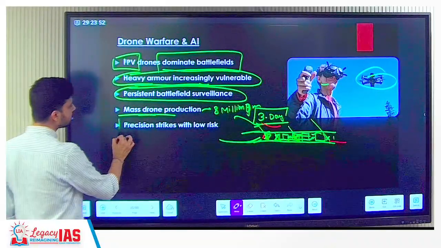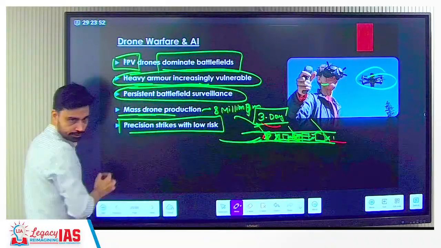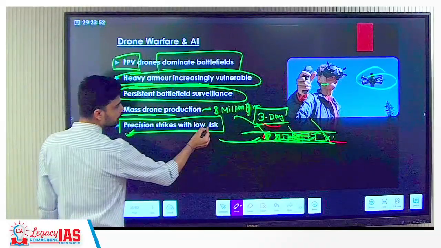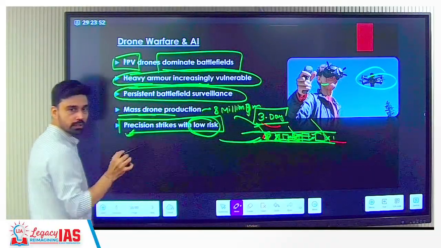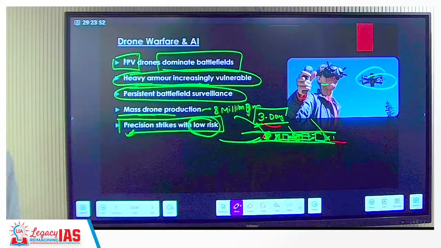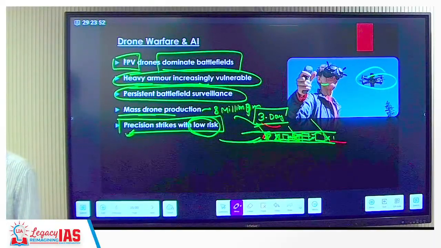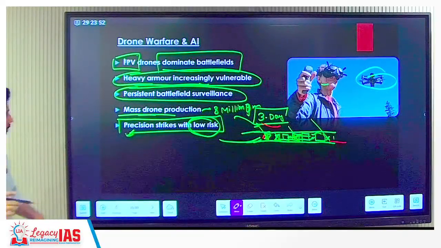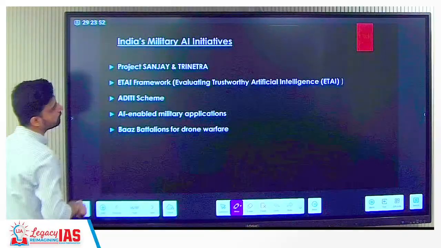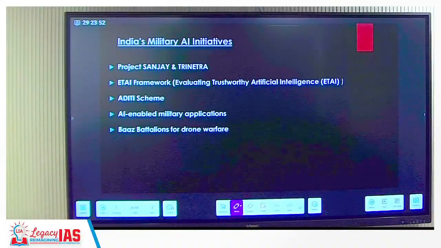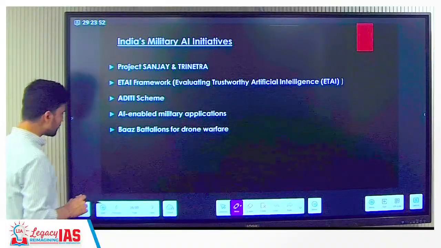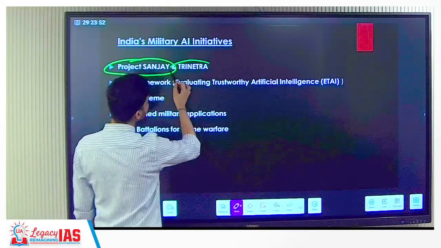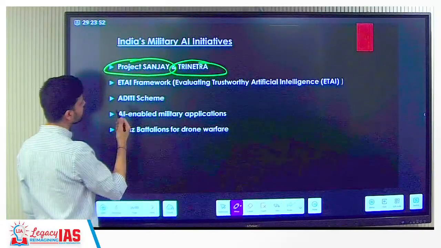And the advantage is that the cost of production of a drone is much lower. Second, they are more precise. And third, the risk to human life is very low. A person sitting far behind inside a control center can cause destruction and damage to aircraft and tanks by using drone systems. So that's why we are seeing the evolution of warfare here. Now India also has taken several initiatives. Some important projects are Project Sanjay and Project Trinetra, a similar kind of project.